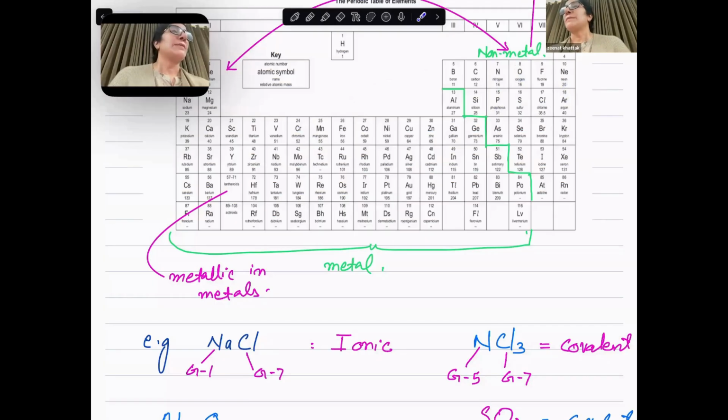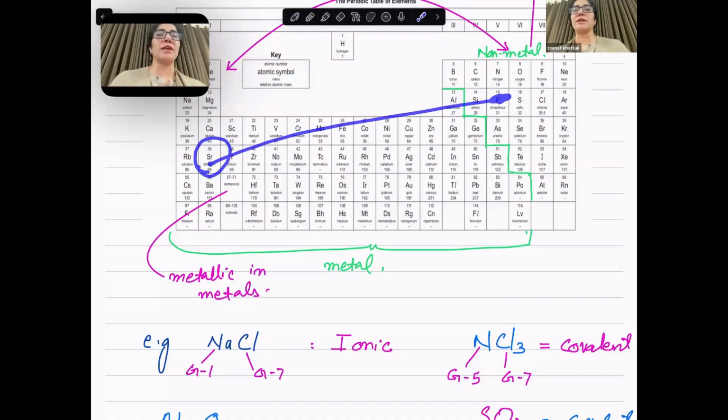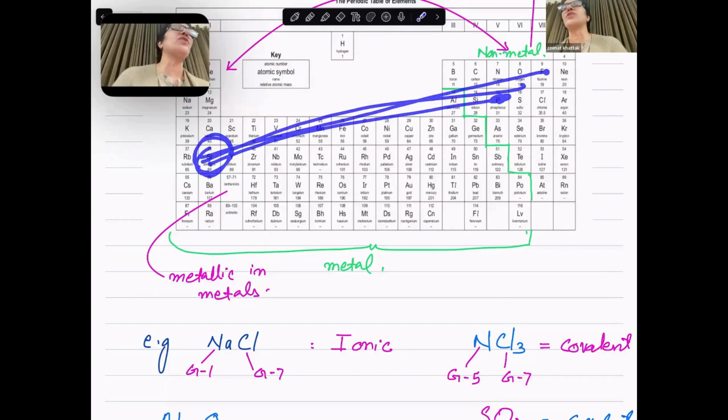Now, boron trichloride. What is the bonding? Covalent. Strontium with phosphorus, ionic. Strontium with oxygen, ionic. Strontium with fluorine, ionic.